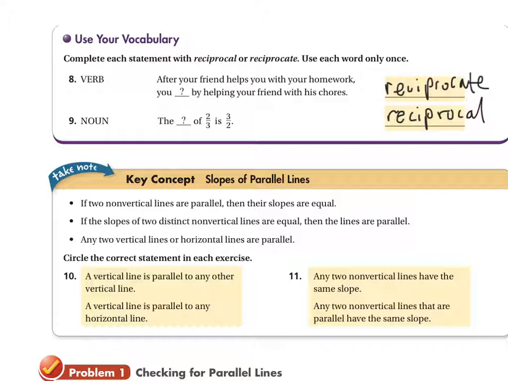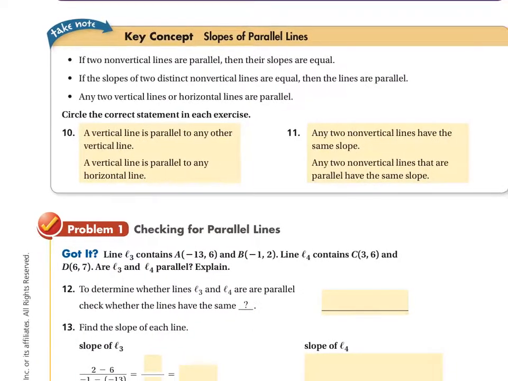All right, let's move on. Slopes of parallel lines. If two non-vertical lines are parallel, then their slopes are equal. If the slopes of two distinct non-vertical lines are equal, then the lines are parallel. Any two vertical lines or horizontal lines are parallel.